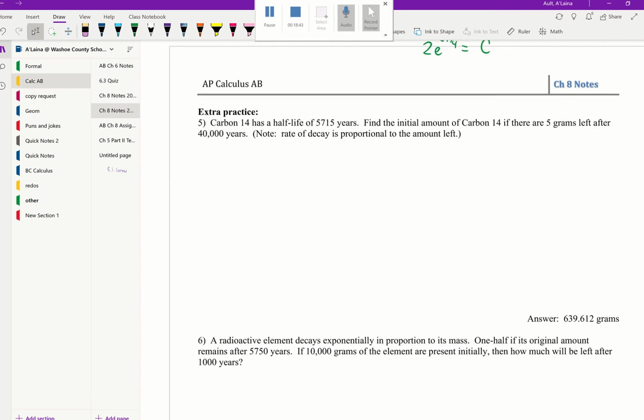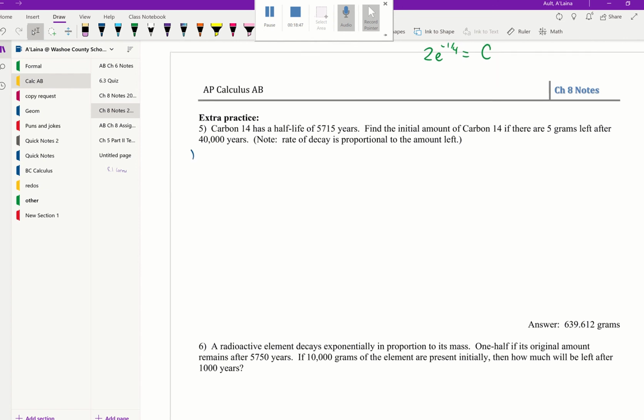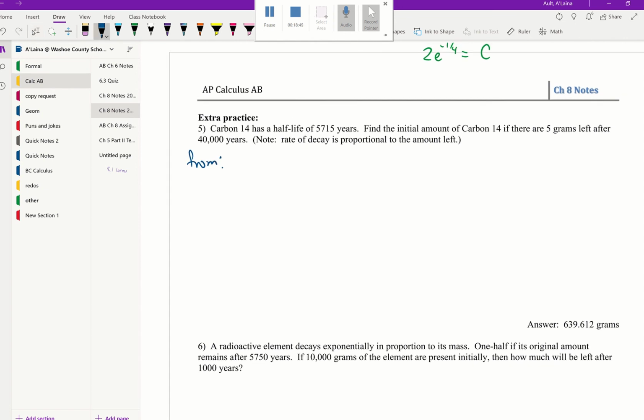All right, for number 5, let's see. We had already solved from number 2 a similar problem of this. Since we have a half-life of 5,715, what that means is that half of the initial amount is gone. You might remember the initial amount we could call C.